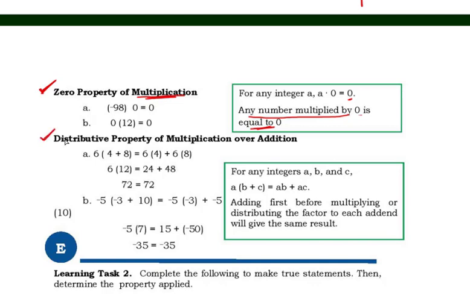Next is distributive property of multiplication over addition. Okay. For any integers a, b, c, a times quantity b plus c is equals to a times b plus a times c. So, adding first before multiplying or distributing the factor to each addend will give the same result. Yan po tinatawag natin distributive property. Okay, so halimbawa, distributive property tayo.